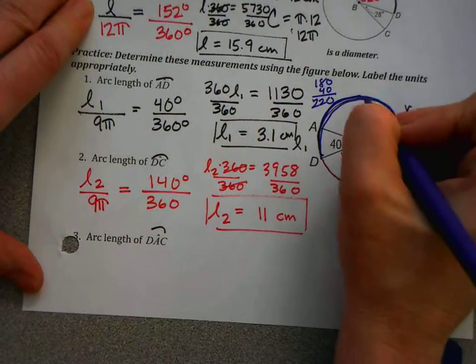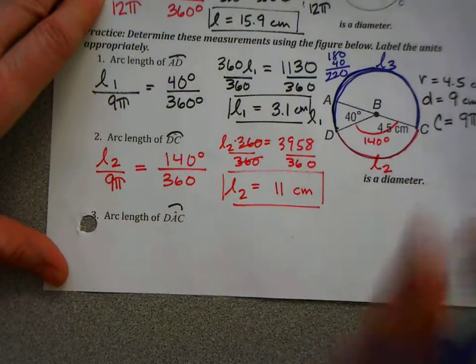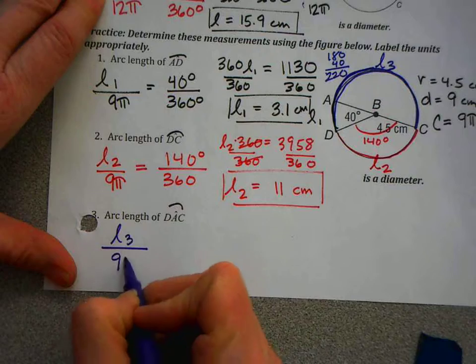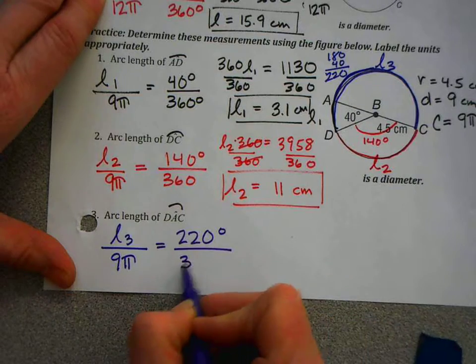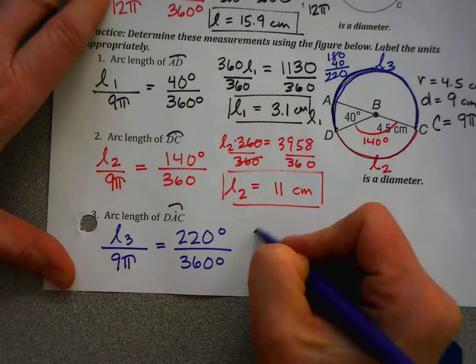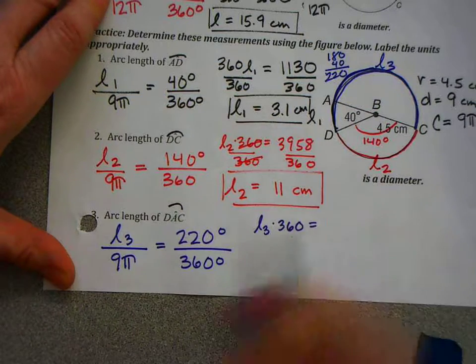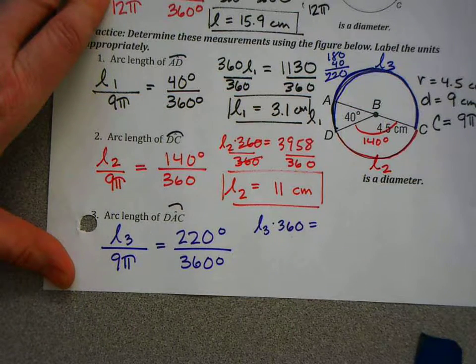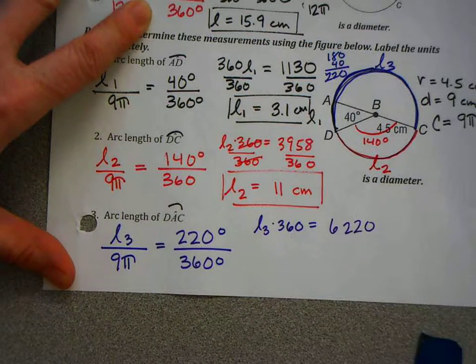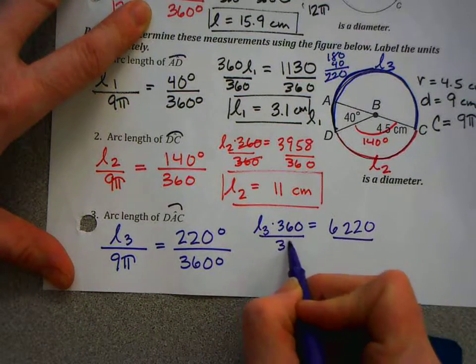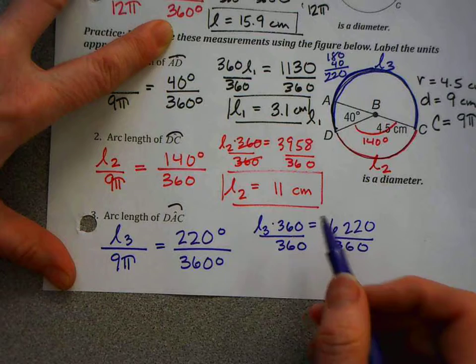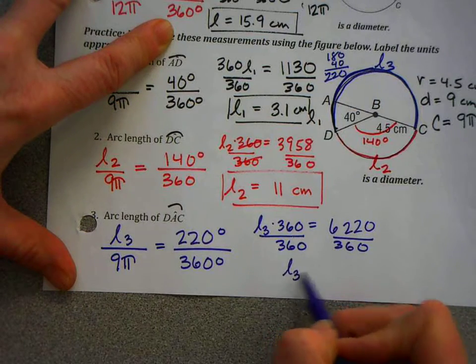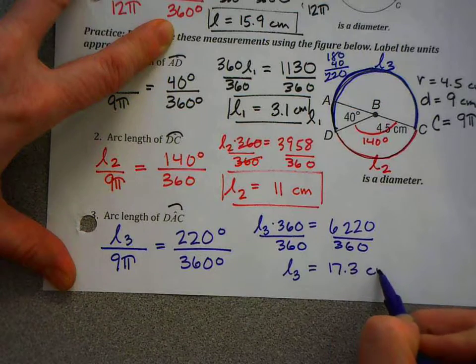So let's set up our proportion. We'll call this length 3. We've got L3 over the circumference, 9 pi, is equal to 220 degrees over 360 degrees. L3 times 360 equals 9 pi times 220. Do it on my calculator. Divide by 360. And I get 17.3. L3, I'm going to round it, is 17.3 centimeters.